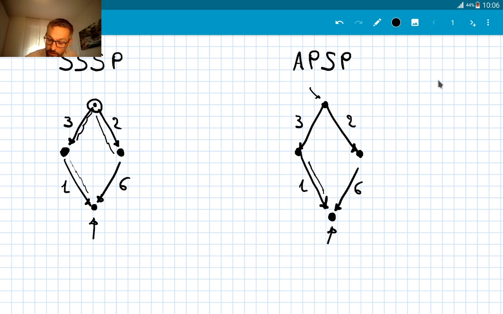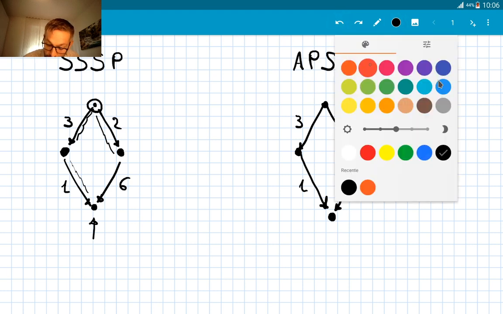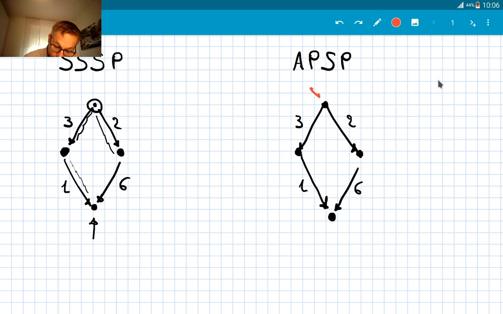So let me go back, change the color. So if we want to compute the smallest path from this node up to this node, of course the predecessor of this node would be this one, the predecessor of this node would be this one, and that's all.